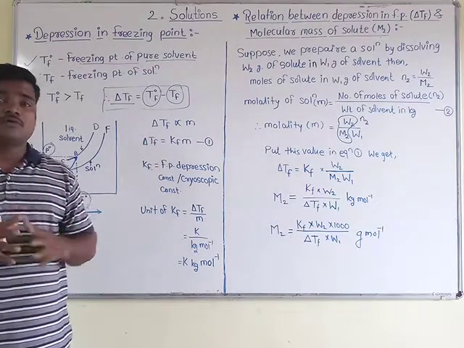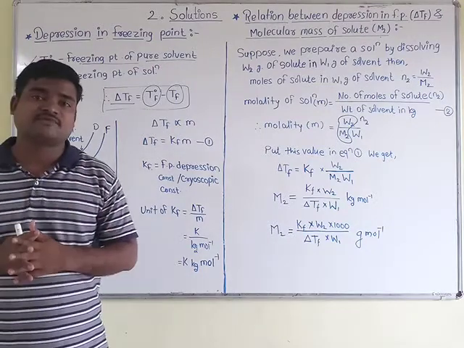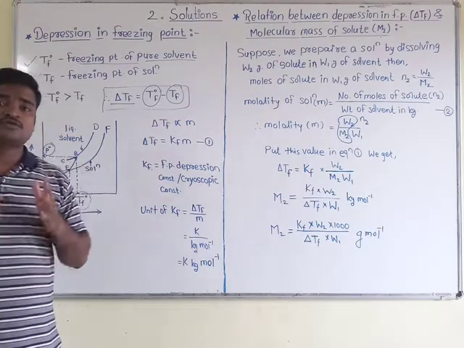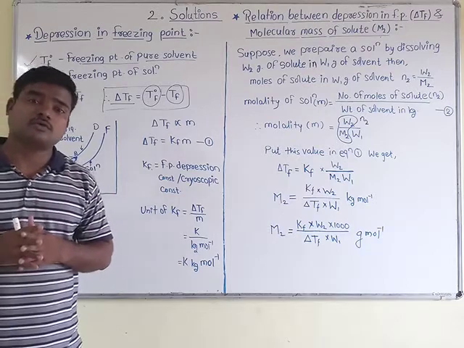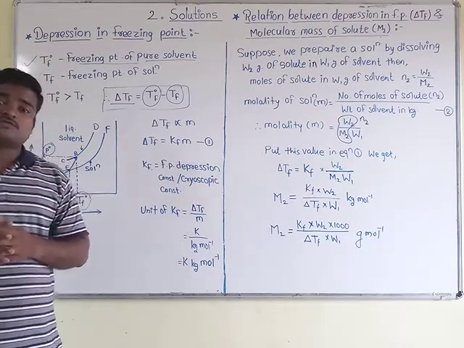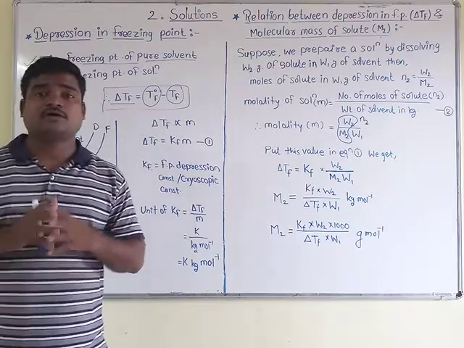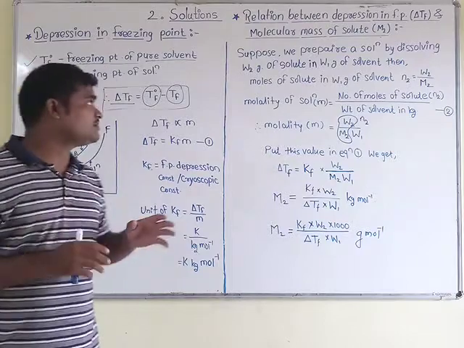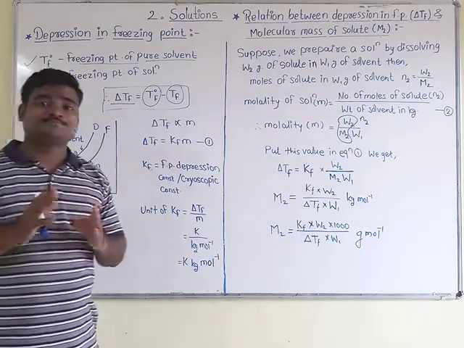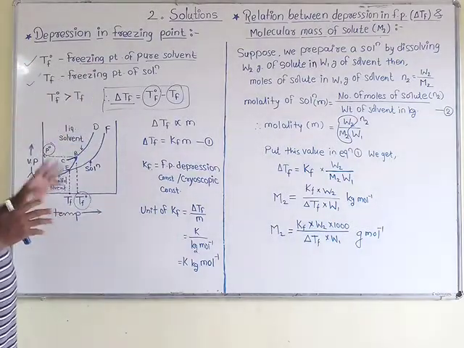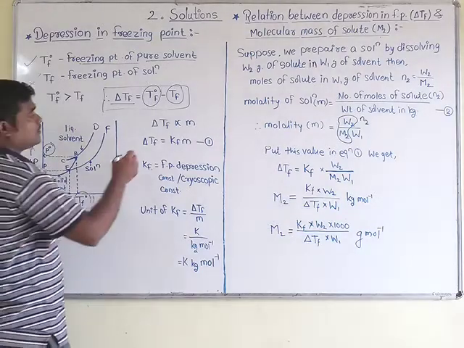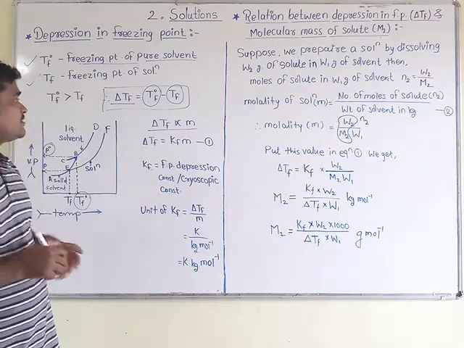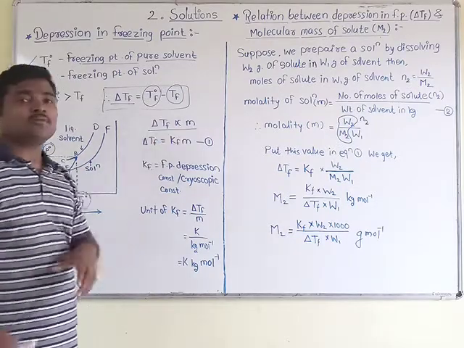Now what is the use of this depression in freezing point? In cold countries, for removing the ice which is collected on the roads, by spraying some salt, the solid ice can be removed. That is the important use of depression in freezing point. In continuation with that use, we are now looking forward to its equation. What is the relation between depression in freezing point and molarity?